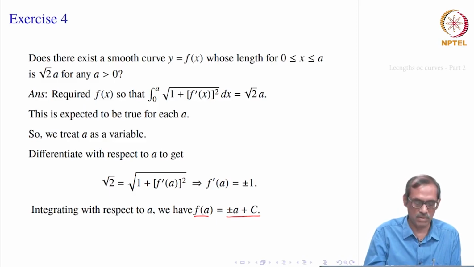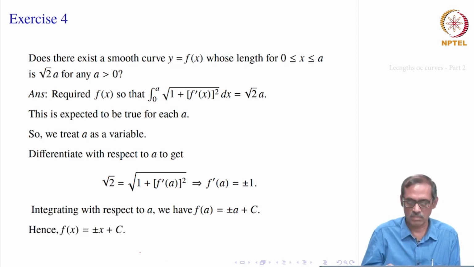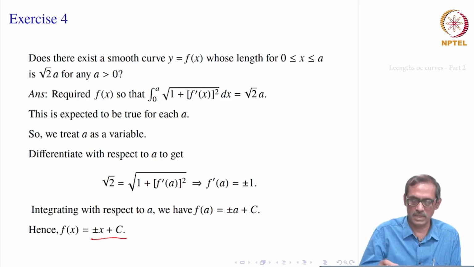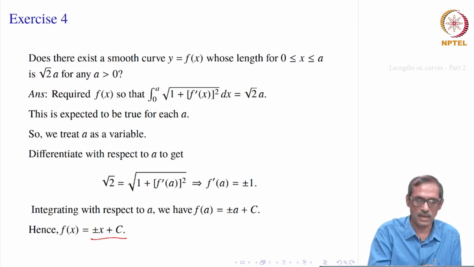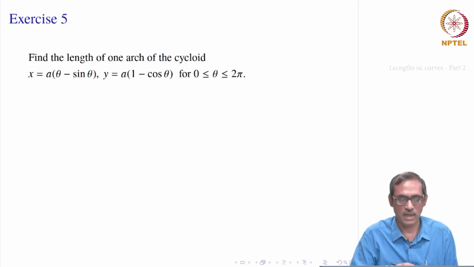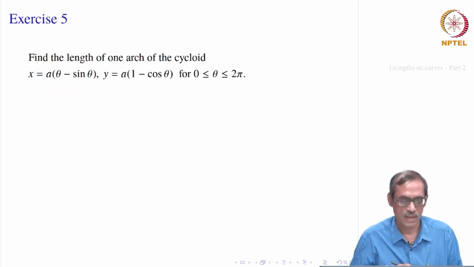Of course, a is a variable. So, if you want to write in terms of x, you can write y equal to f of x, that will be plus or minus x plus c, that is the curve. So, it is simple, it is a straight line, of course, not one, infinitely many straight lines for which the length will be the same, equal to root 2a, is that right? Fine.